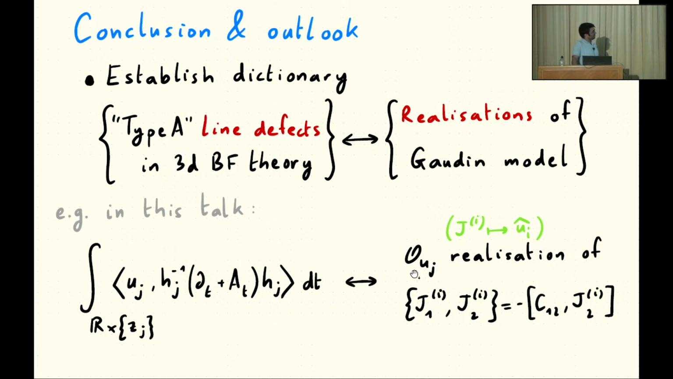But it would be interesting to understand if there are other types of defects you could add to 3D BF theory to produce other realizations of the Gaudin model, and in particular, it would be nice to understand what is the correspondence between choices of line defects in BF theory and realizations of the Lie algebra G at each site in the Gaudin model. This is really a similar question you can ask in 4D Chern-Simons theory about surface defects and realizations of the affine Gaudin model.